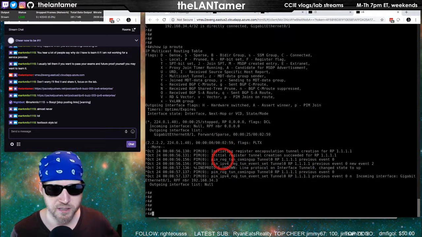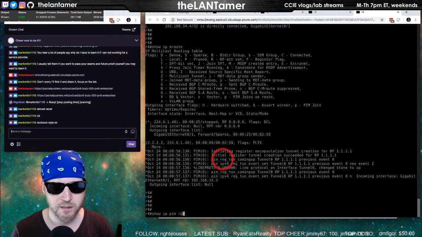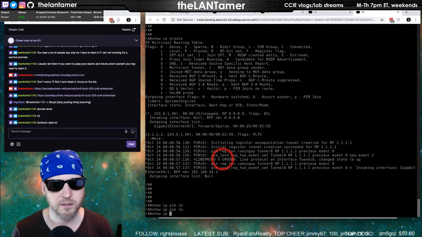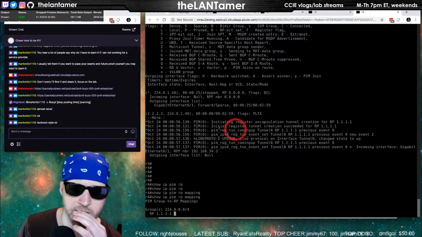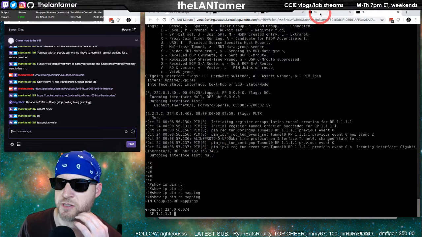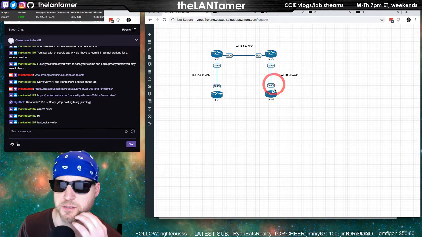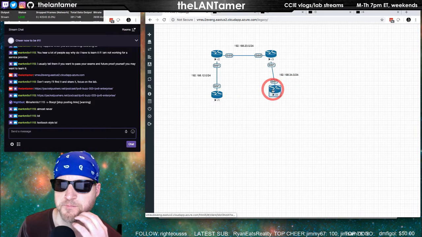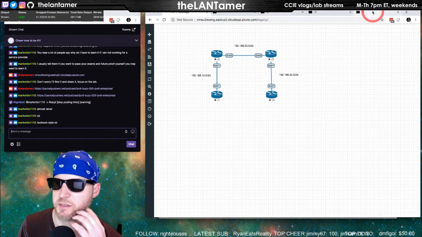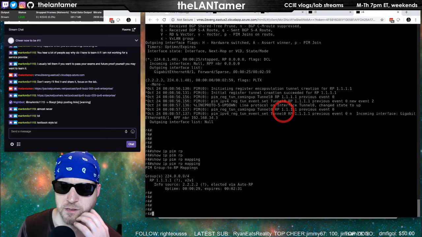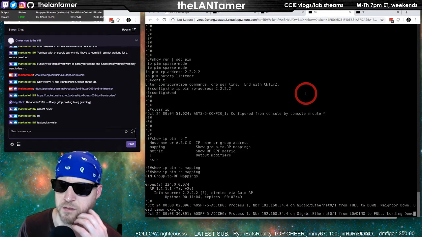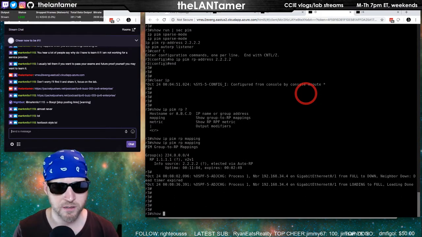I don't understand. Okay. Let's look at our topology. So I'm only connected to router 3. That is it. Router 3.